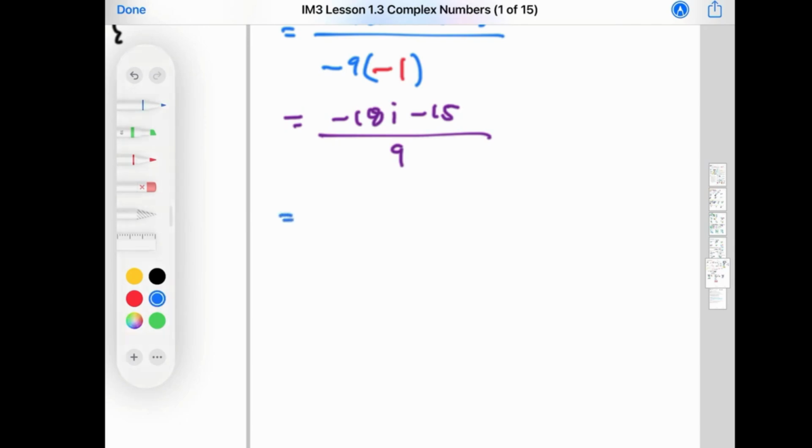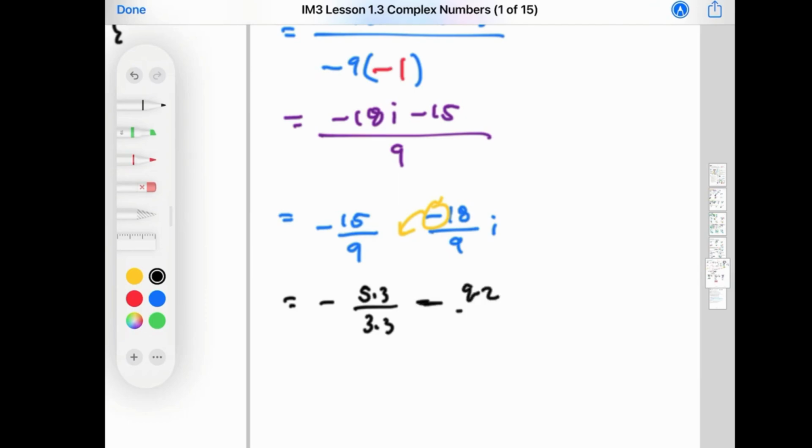And then I'll just break them up into factors. Or sorry, we'll split the fraction. So negative 18 over 9 i and negative 15 over 9, real then complex. And you're like, what math operation goes in between them? It's going to be a negative. Does that make sense? Or whatever the whole expression is equal to. So this is 5 times 3, 3 times 3. This is a negative because negative divided by positive is negative. 9 times 2 and 9 times 1, i. So 3s will cancel, and your 9s will cancel. You're left with negative 5 thirds minus 2i.